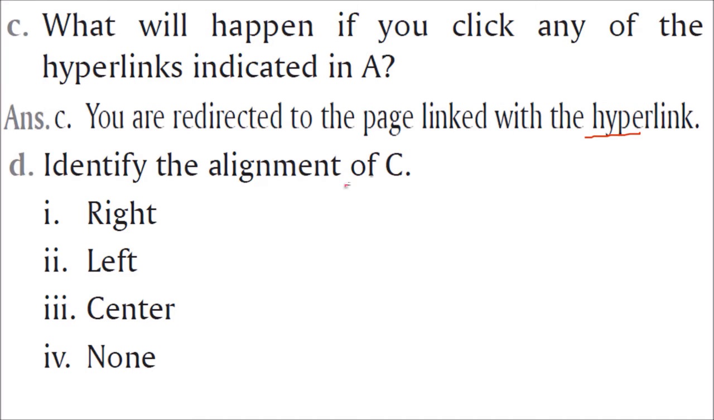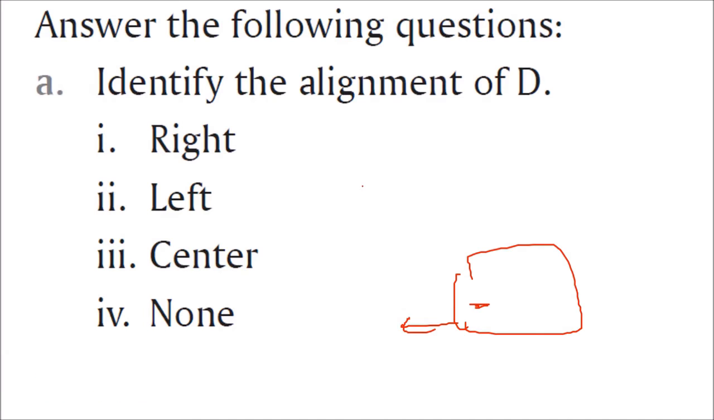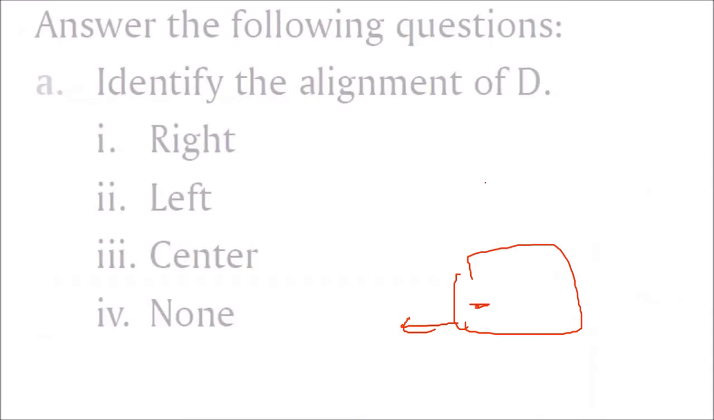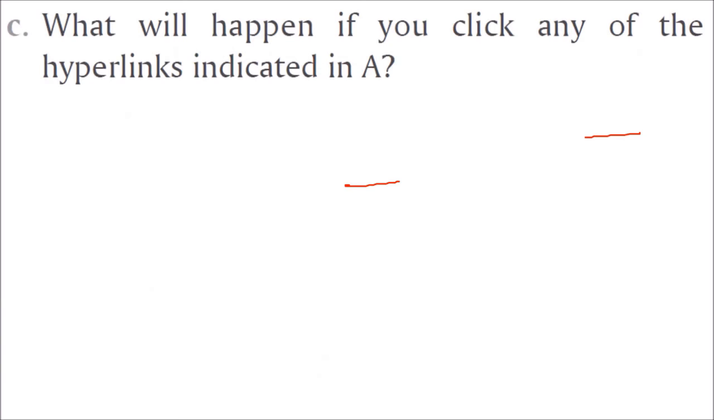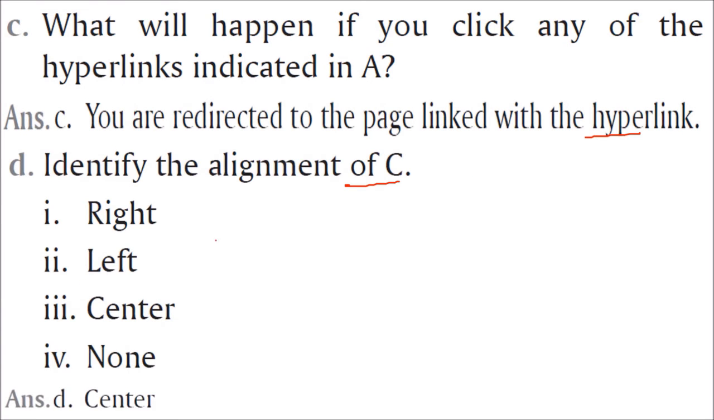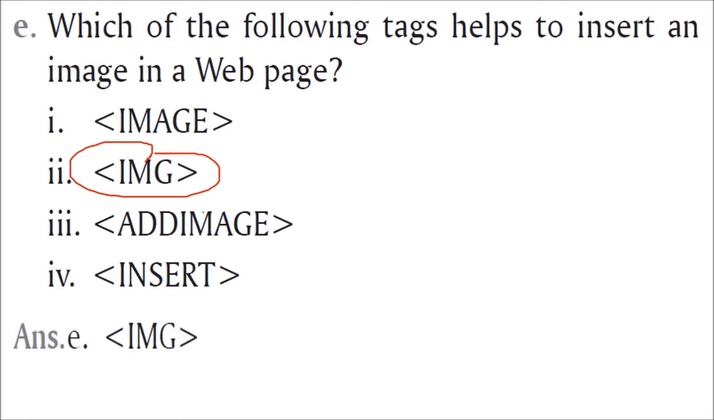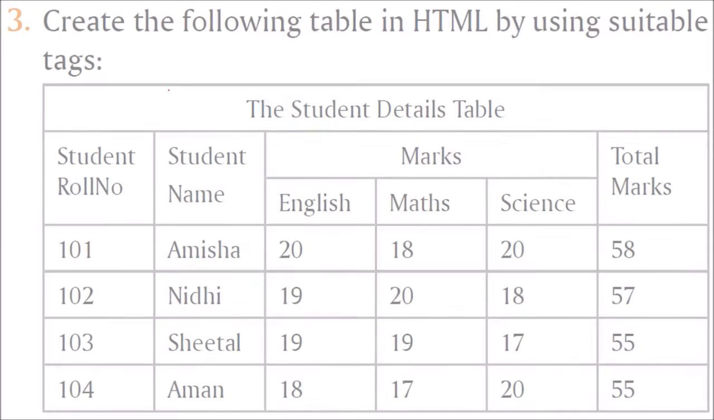Identify the alignment of C. So let us go back. Alignment of C. What is C? C is this one. As you can see here, the alignment of C will be centered. Which of the following tags helps you insert an image in a web page? IMG, as we just showed you in the previous question, IMG.